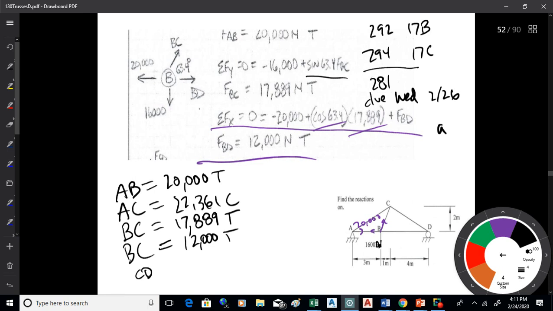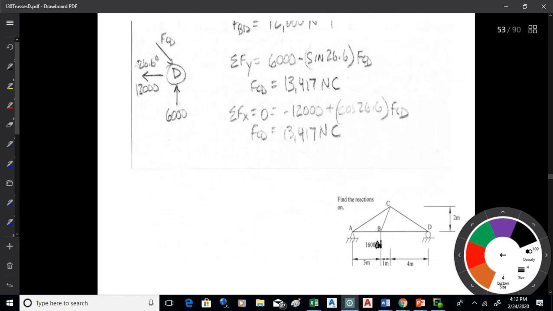And that's 13,417 compression for the last one. So there's the answers, okay? We good with that? Okay. All right.